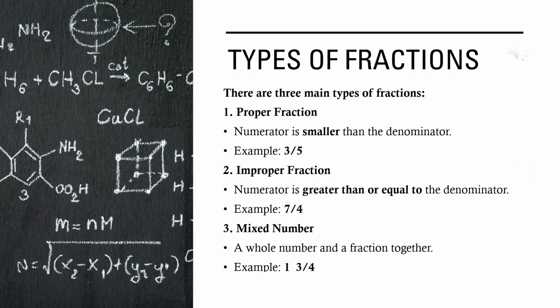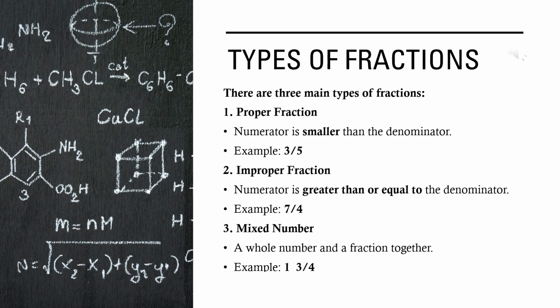Types of fractions. There are three main types of fractions. Number 1, proper fractions, in which the numerator is smaller than the denominator. Example: 3 by 5, 2 by 3, 1 by 4. Number 2, improper fraction. The numerator, which is the number on top, is greater than or equal to the denominator. For example, 7 by 4, 8 by 3, 4 by 2.